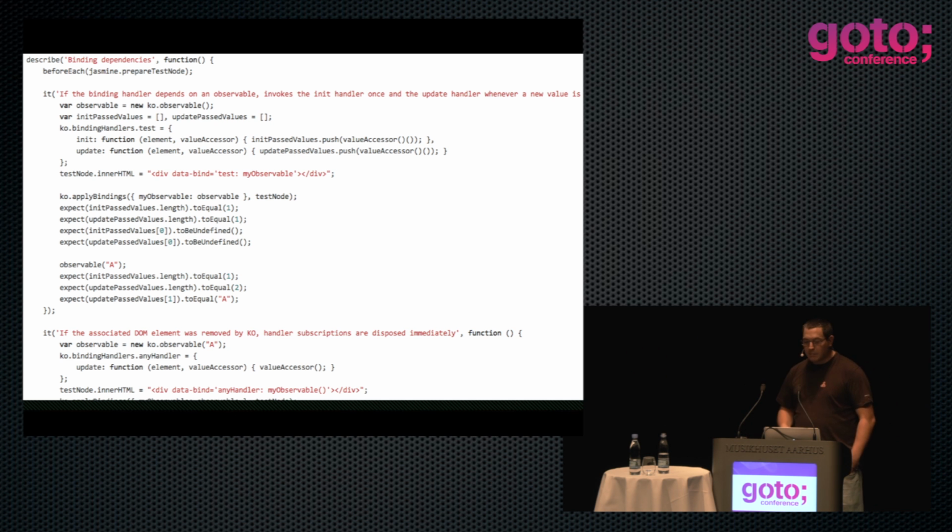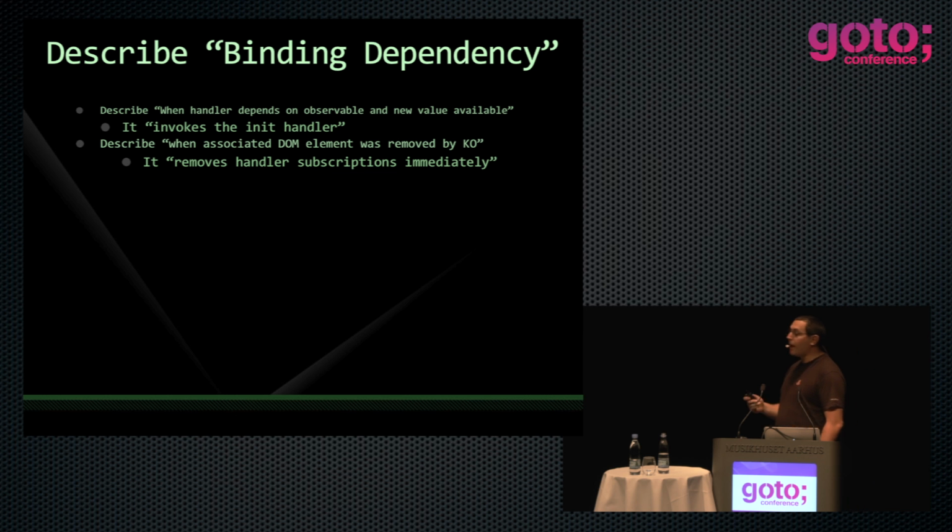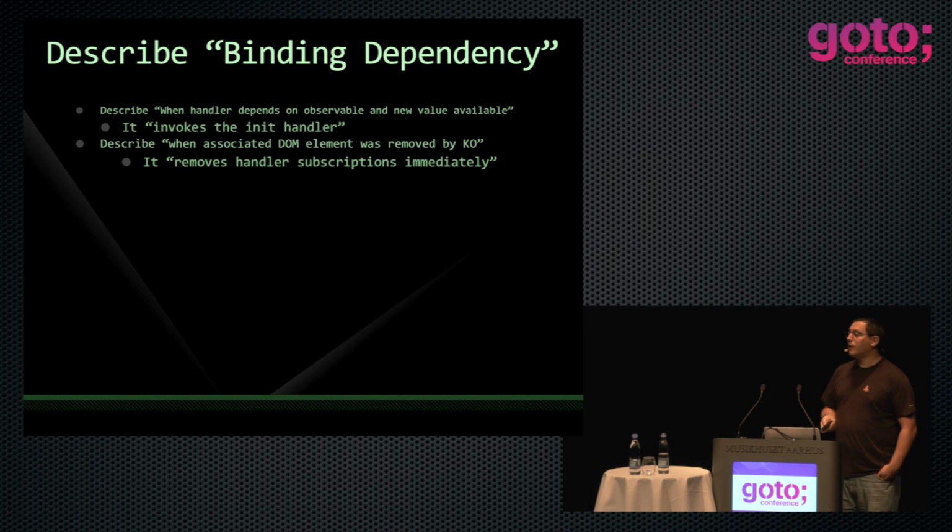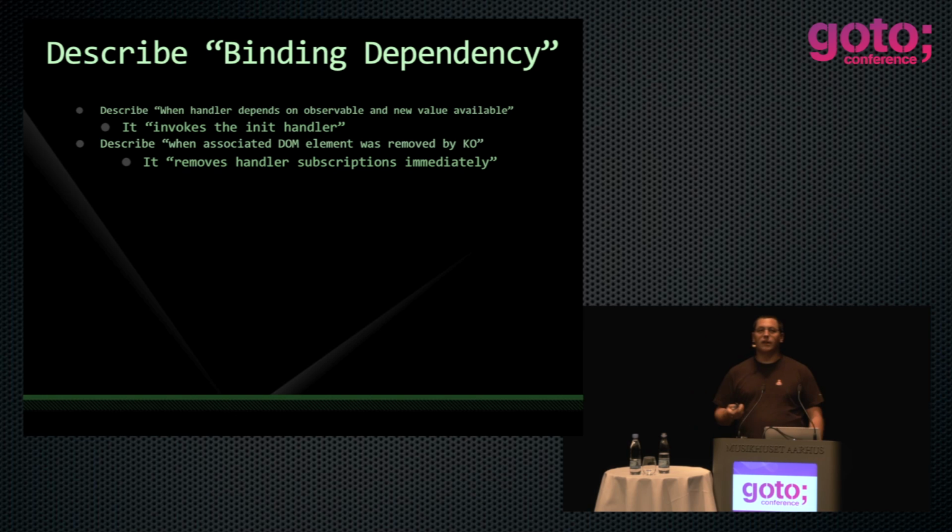But then again, maybe this would be a better way. Describe binding dependency. Describe when handler depends on observable and new value available, it invokes the init handler. It also makes sense in English. You can actually read it as a sentence. And I think the authors did mean to do this, but I don't think that they knew about the possible structure that you can have and the nesting that you could do to make it even more clear.